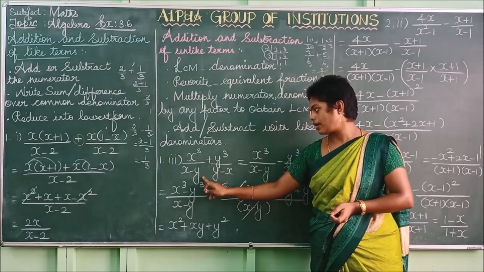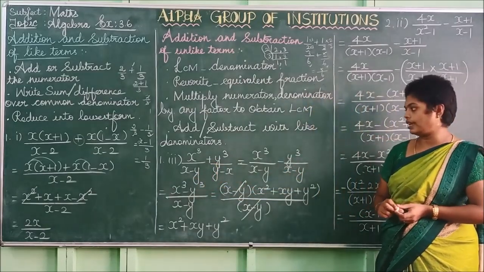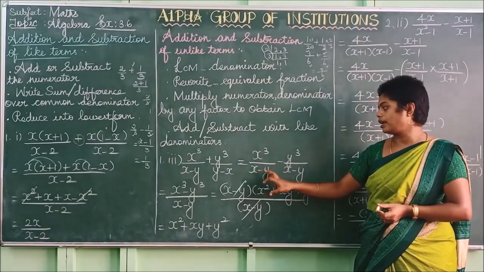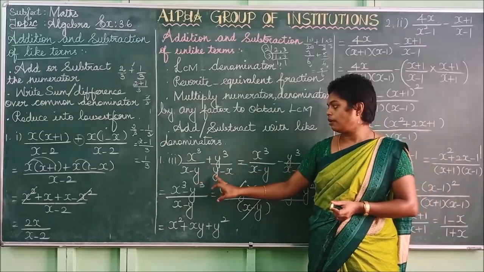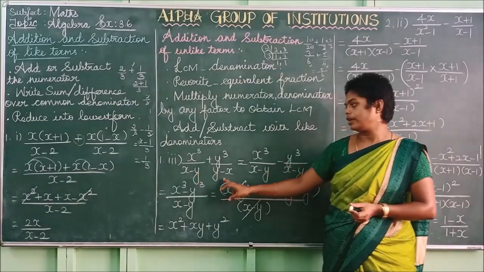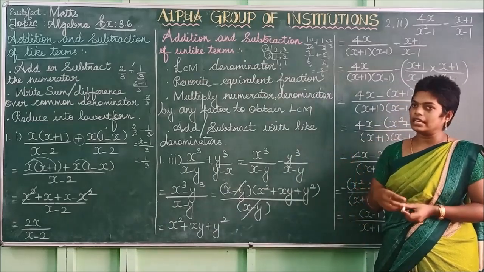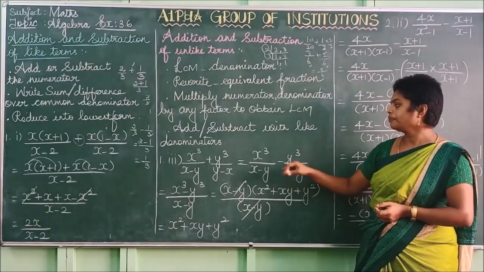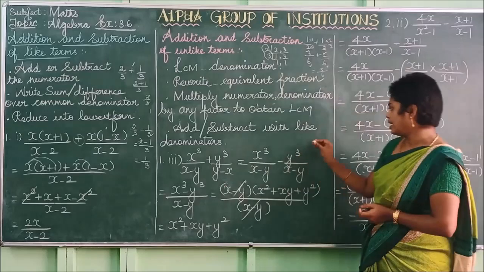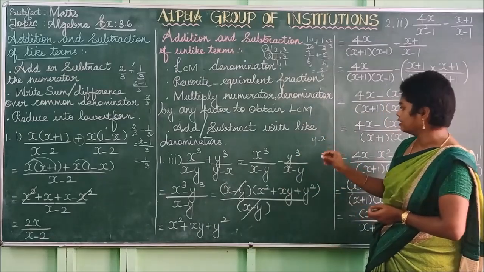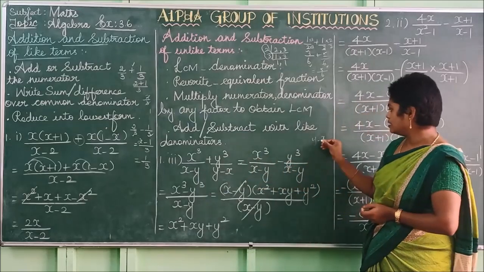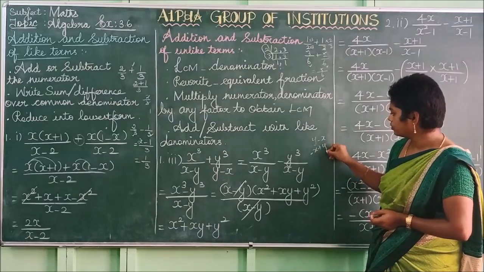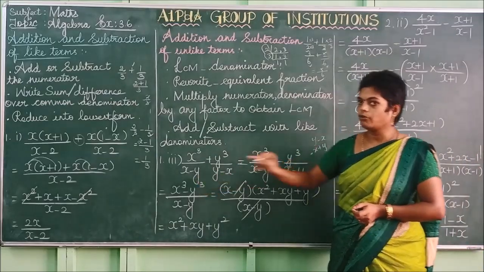So what is the third subdivision? x cube divided by x minus y plus y cube divided by y minus x. So first of all, take the first value as it is: x cube divided by x minus y. So here the denominators are different: x minus y, y minus x. If they are the same, we can easily add or subtract the numerators. So for that case, I am changing the second term's denominator. Here the value is y minus x. This y minus x can be rewritten in the form of x minus y.